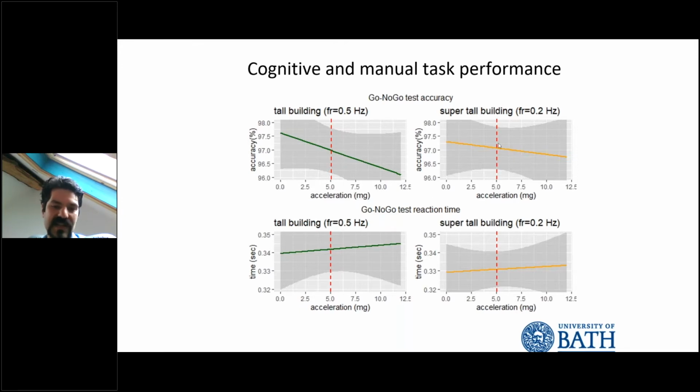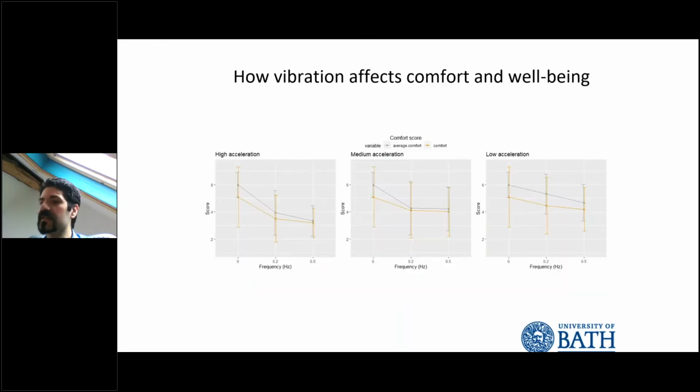This is the perception threshold, which means that below 5 milli-G magnitude of acceleration, the vibration is basically not perceptible for the occupants. You can't feel it. But as you can see from these graphs, there is a decrease in the cognitive performance of the people, and an increase in the time required to do a task, which again indicates a decrease in their task performance, even below the perception threshold. So it's quite interesting to be able to measure these sorts of effects.